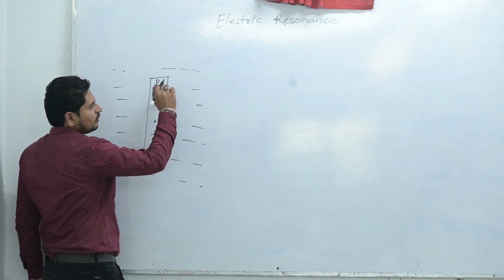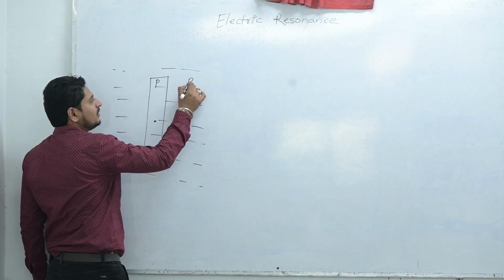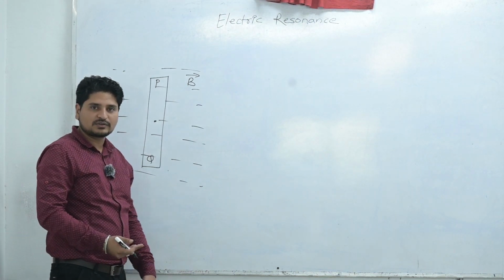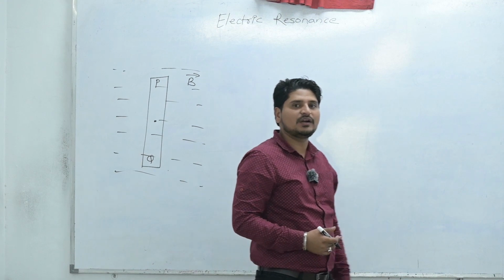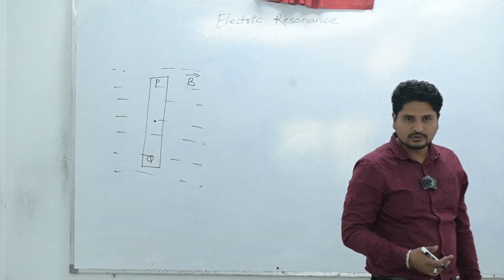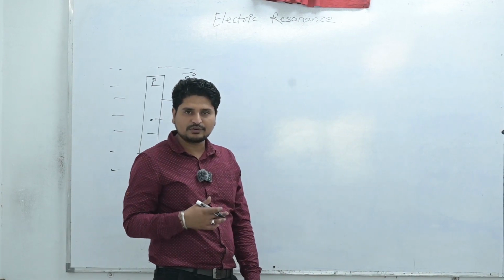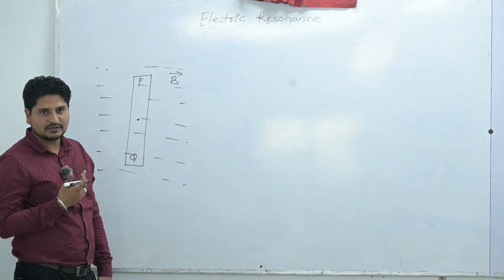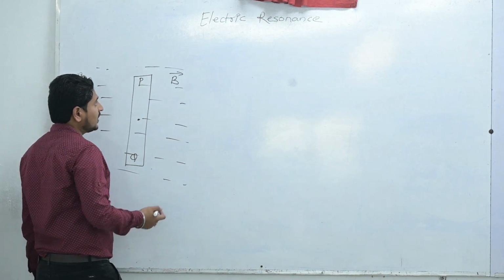So due to this rotation of this conductor, this magnetic field is converted into change in the magnetic field. And according to Faraday's laws of electromagnetic induction, change in the magnetic field always produces EMF, and that is called as induced EMF. The EMF which is produced is called induced EMF, and the current which is produced is called as induced current.